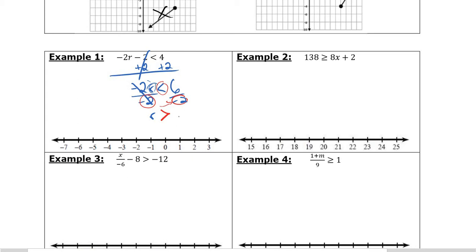6 divided by -2 gives us -3. So we put our circle at -3. Since it's not or equal to, we are going to leave it an open circle, and then to figure out whether we shade it to the right or to the left, we read it. R is greater than. The big side is facing the R, so it's greater than -3.